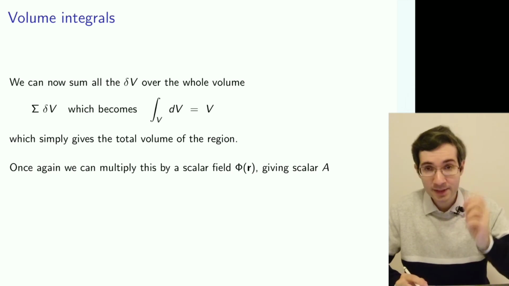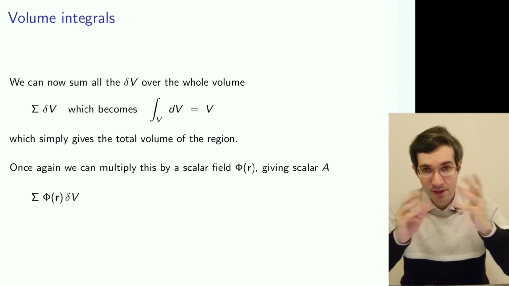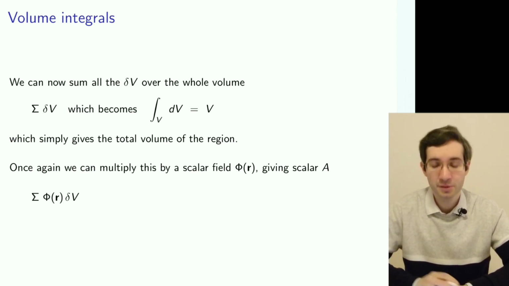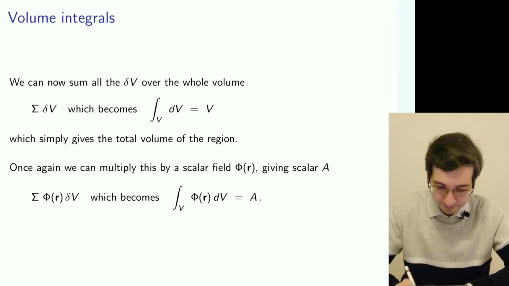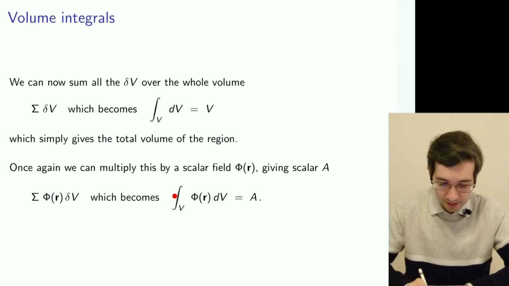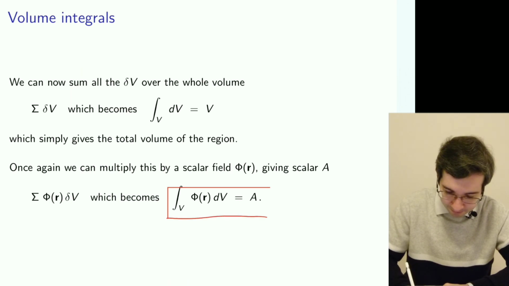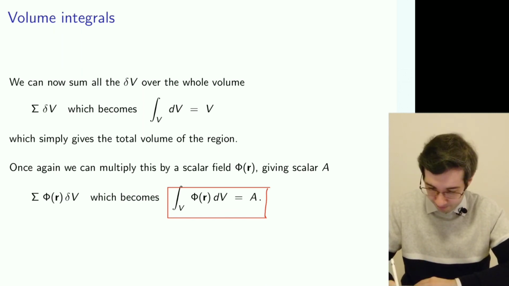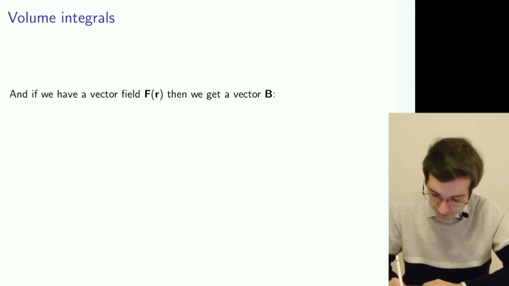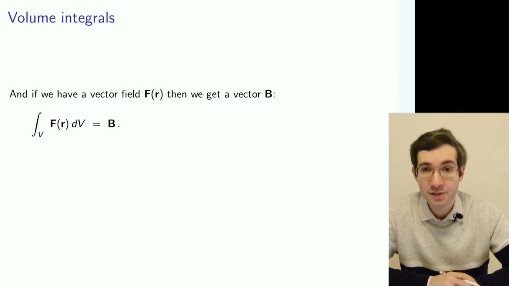But what if we take a scalar field and multiply by these little volumes and then tend them to become smaller and smaller until they're infinitesimal? Then you'll get an integral, and the integral will be a scalar. And that is the most commonly used definition of the volume integral. But it's not the only definition. We can also take a vector field and again multiply by the little volumes, and then we'll get a vector instead. That's also possible, but we'll mostly deal with the first type of definition.